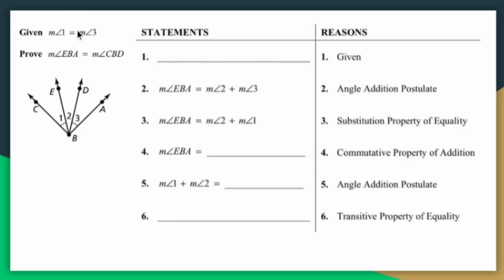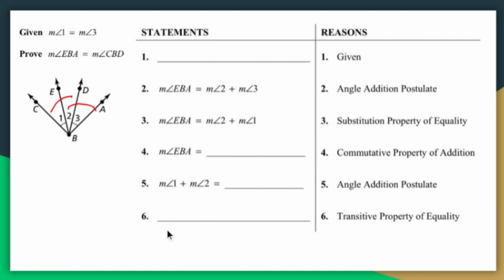Given the measure of angle 1 equals the measure of angle 3, I need to prove that EBA, which is this chunk right here, is equal to the measure of angle CBD. That chunk right there. All right. I got myself a 2-column proof. All of my reasons are given. Some of my statements are given. I need to go from 1 to 6.